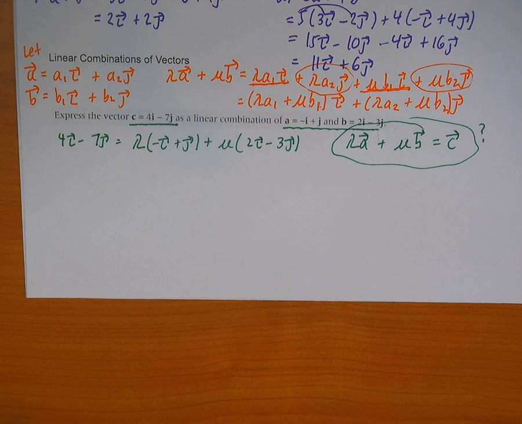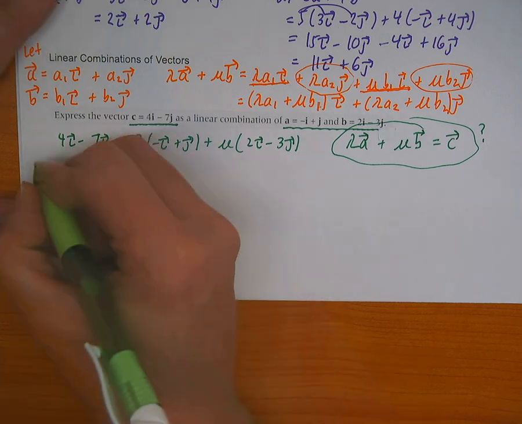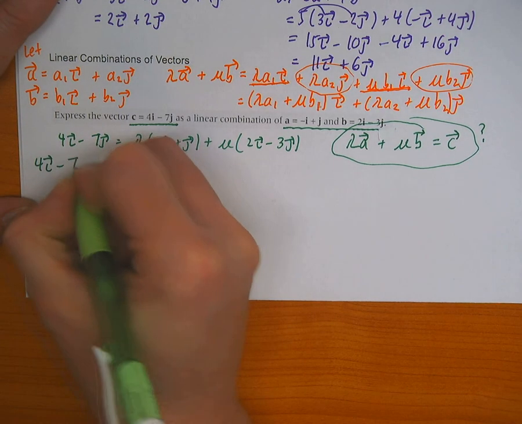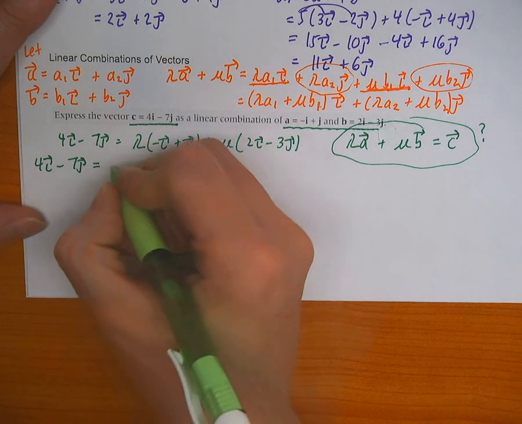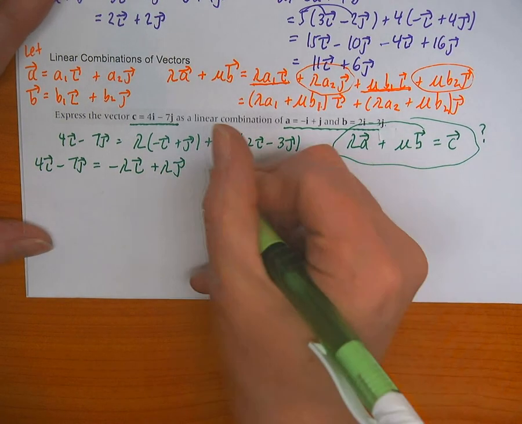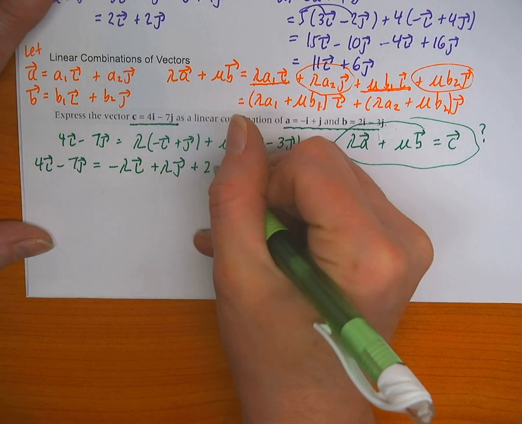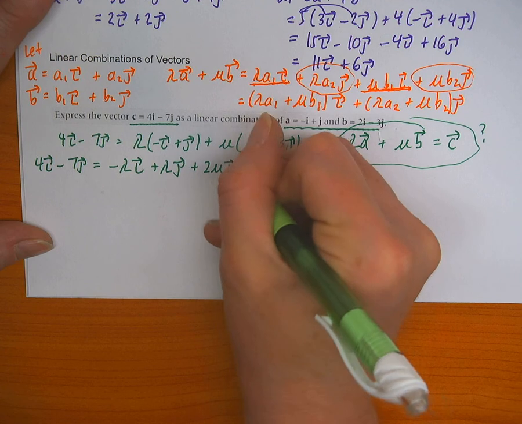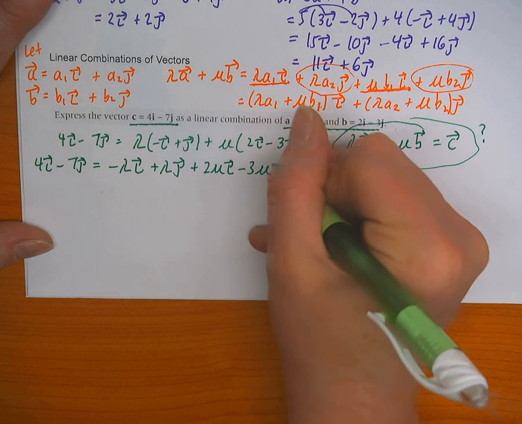Well, what we can do is start multiplying some stuff out, and grouping things together by i's and j's. Remember how when we worked on complex number stuff, we grouped together the real part and the imaginary? Same idea here. We're going to group the i parts together and the j parts together. So we'll have 4i minus 7j equals negative lambda i plus lambda j plus 2 mu i minus 3 mu j.